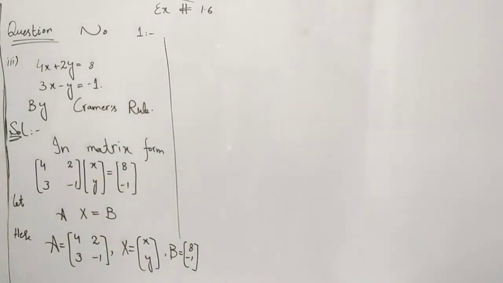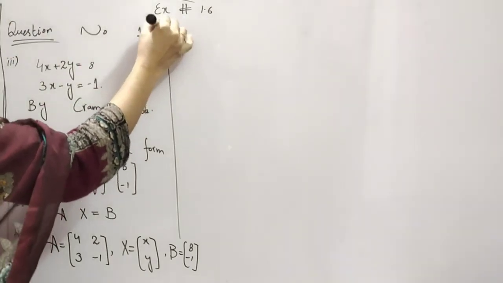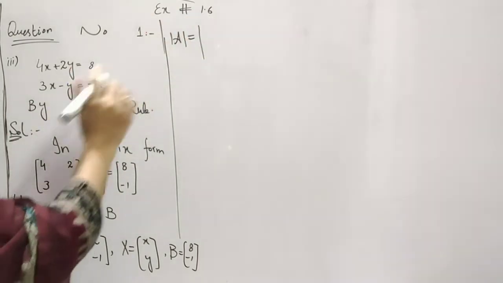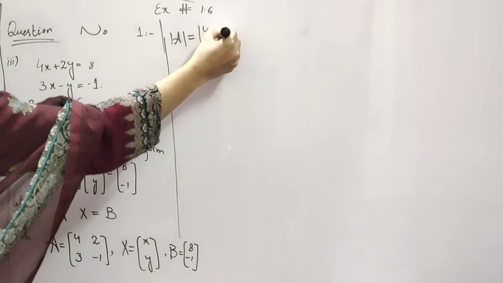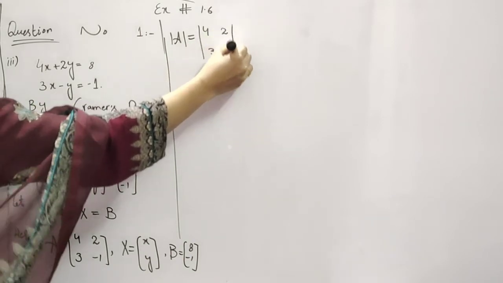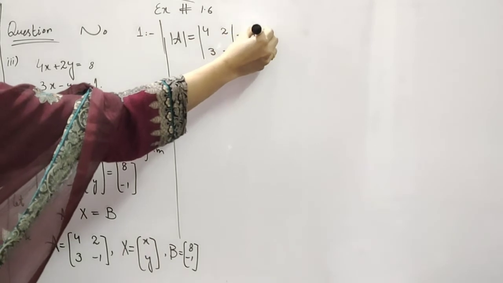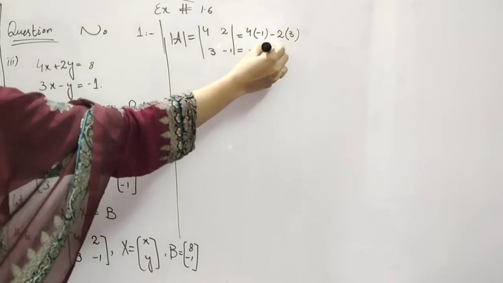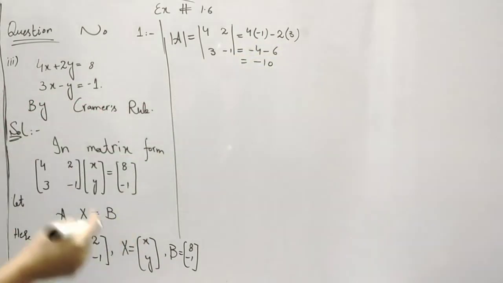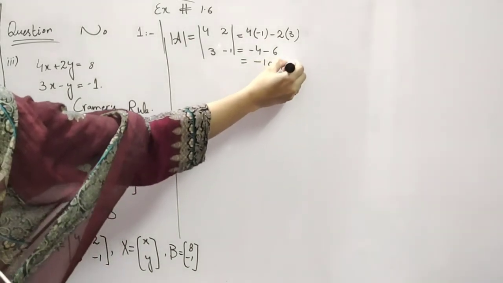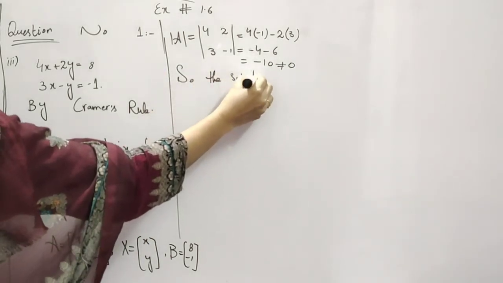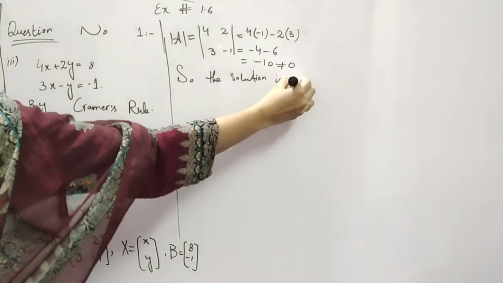First of all, we will find the determinant of A. Putting the value of A in the determinant, we get |4 2; 3 -1|. It will be equal to 4 into minus 1 minus 2 into 3, which is equal to minus 4 minus 6, and that is minus 10. So minus 10 is not equal to 0, so the solution is possible.